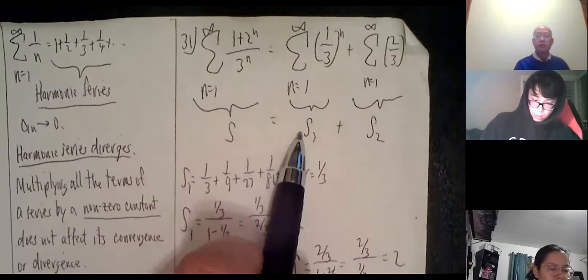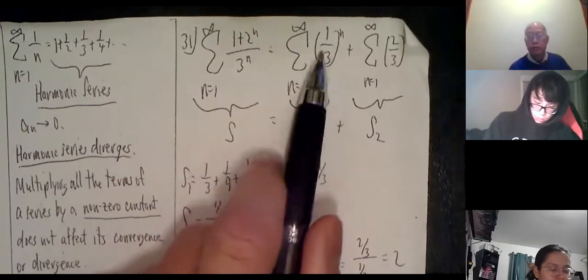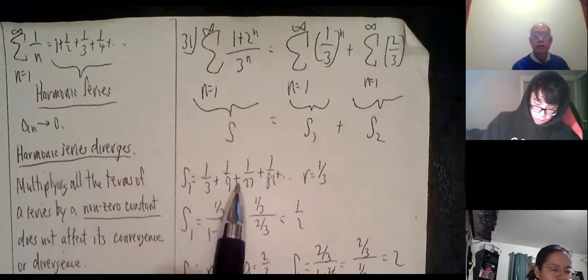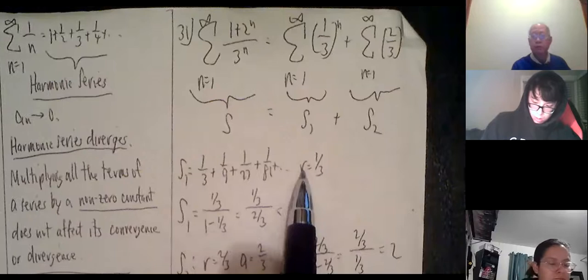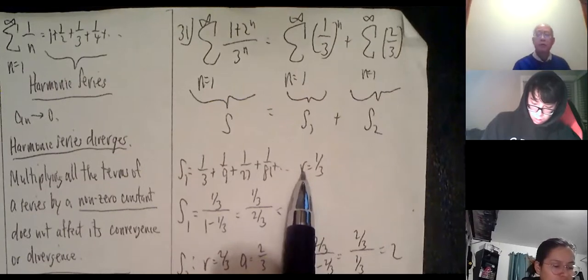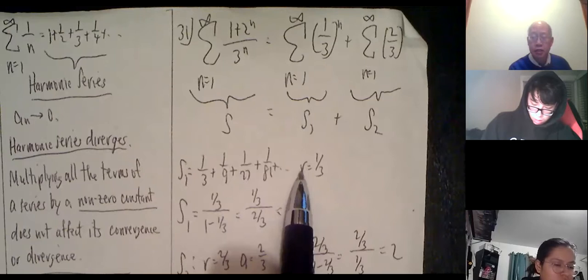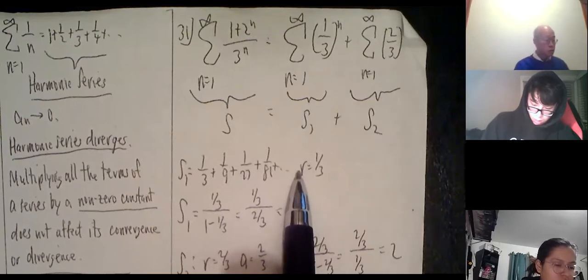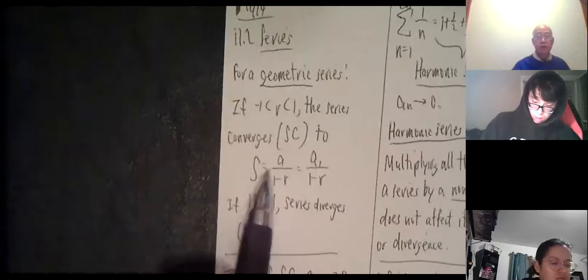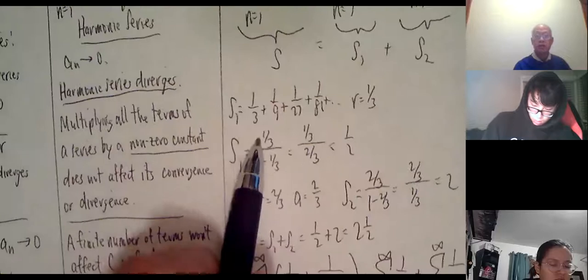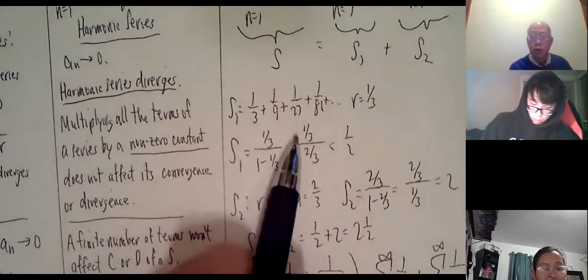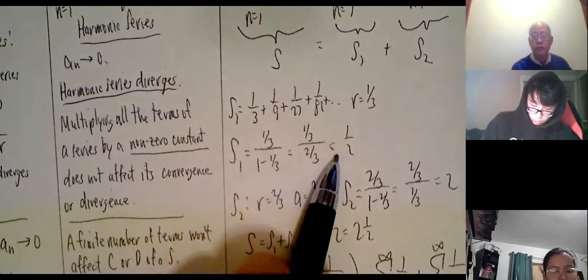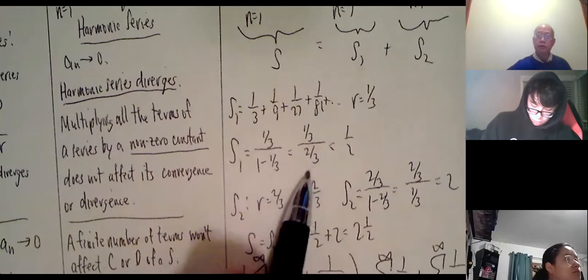Okay, let's work out S1. Let's write some of the terms out. 1/3 plus 1/9 plus 1/27. That's a geometric series with a common ratio of 1/3. Is that between -1 and 1? Yes, it is. So the series converges. The formula is A over 1 minus R, or you can say A1 over 1 minus R. So the first term is 1/3 over 1 minus the common ratio, which is also 1/3. 1/3 divided by 2/3, 1/2. In the shortcut, you can just cross out the 3's.